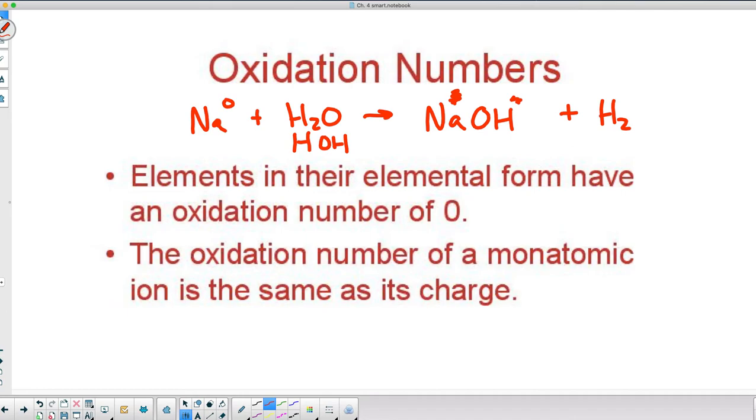So it says that the number of the monatomic, meaning one atom ion, such as in this case sodium, would be a one atom ion, and its charge is +1 and its oxidation number is +1. That's all that means. So this is really simple stuff that you guys have seen before. Let's keep going here.